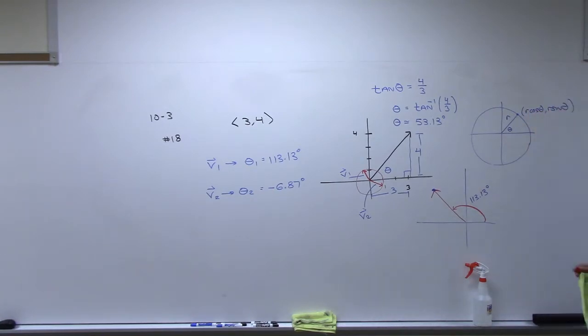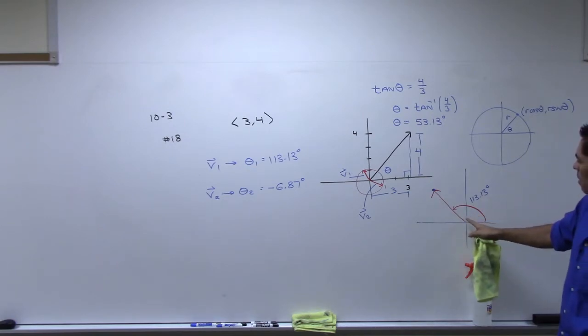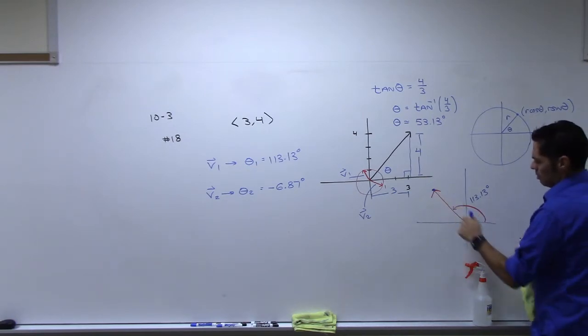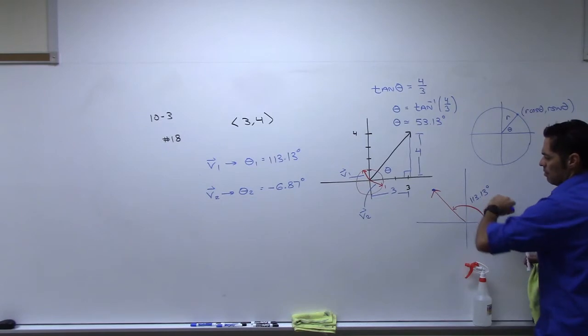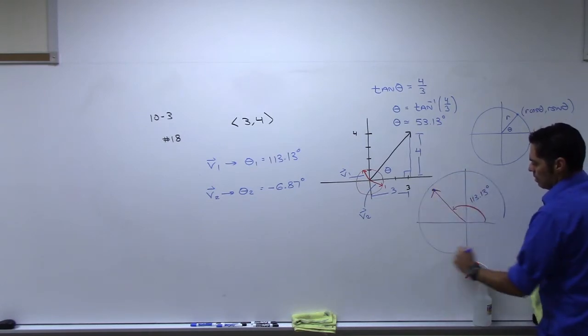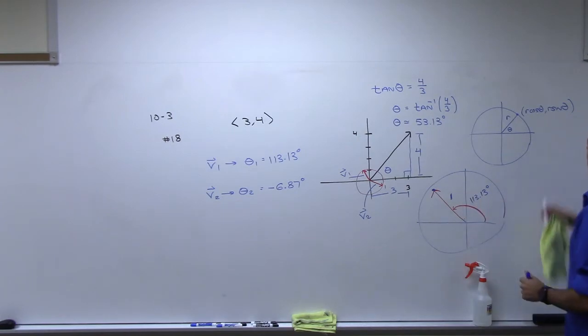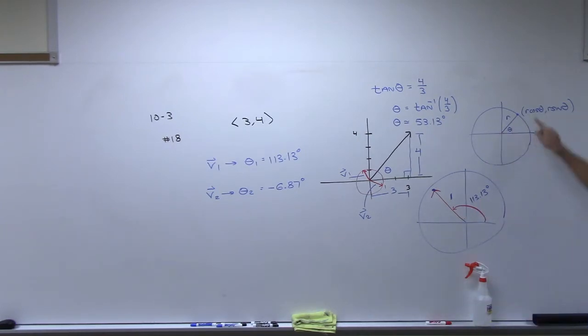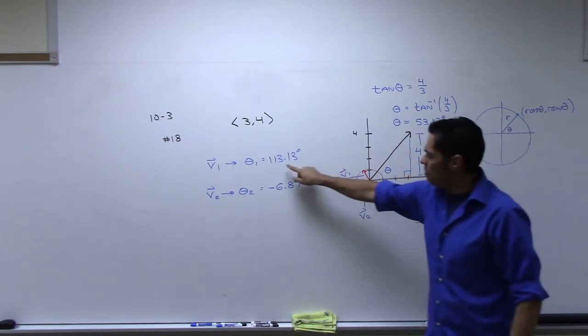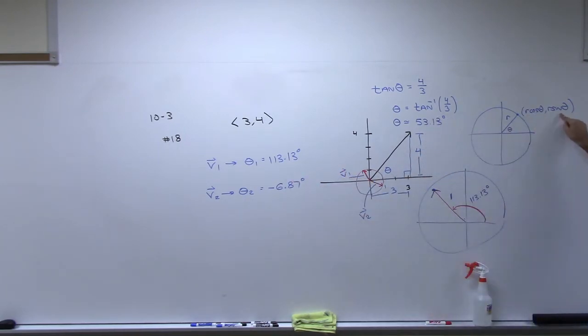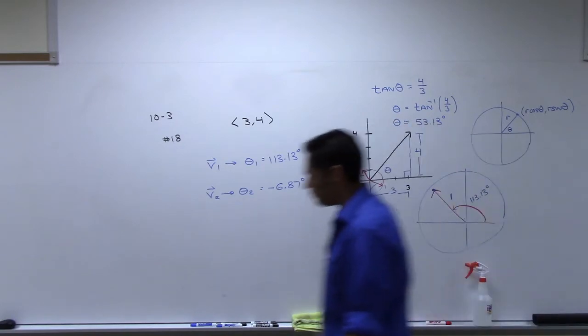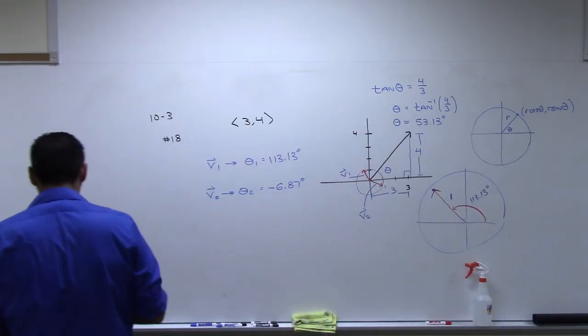I know my radius because this has to be a unit vector. I know that the circle I'm on here has a radius of 1. So from here to here is 1. I know the angle, so I can find the x and y coordinates. All I'm going to do is 1 times cosine of 113.13 degrees and 1 times sine of 113.13 degrees, and that'll give me my x and y coordinates.